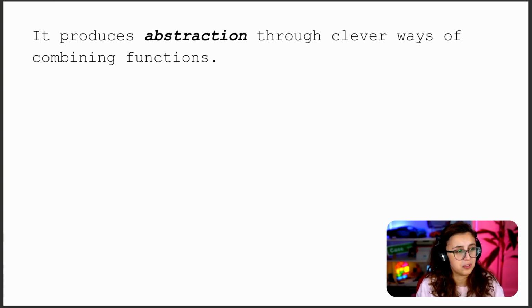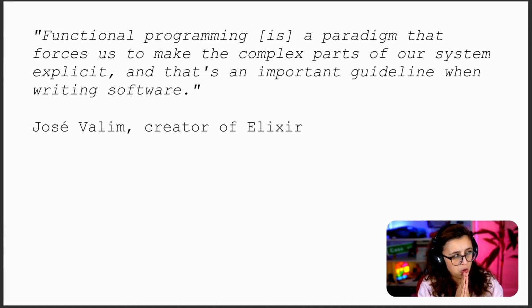Jose Valim, who's the creator of Elixir, said this quote, and I thought that it was a really great way of explaining what it was too. Functional programming is a paradigm that forces us to make the complex parts of our system explicit, and that's an important guideline to writing software. I love the way he explained this because functional programming really is explicit because it's very, very modular, and I'm going to get into more of that as we get through the talk, and you'll agree with him, I promise.